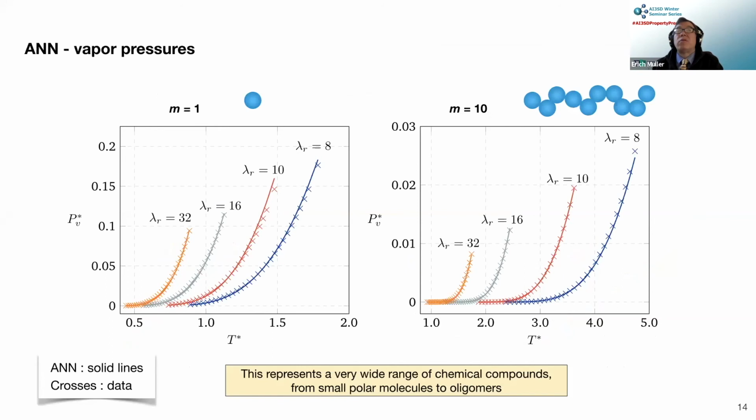These are two examples of vapor pressures where the prediction from the neural network is a straight line as compared to the pseudodata, which are the crosses. And you can see that there's a very good fit across the board for vapor pressures for both simple spheres and, for example, chains of 10 spheres. So we go all the way from monomers to almost polymer-like behavior and all types of ranges of interactions with the same artificial neural network. Now, this is quite impressive from the point of view of an equation of state.